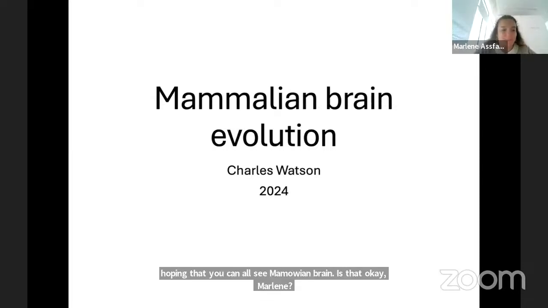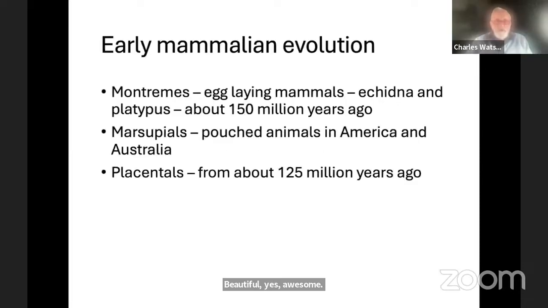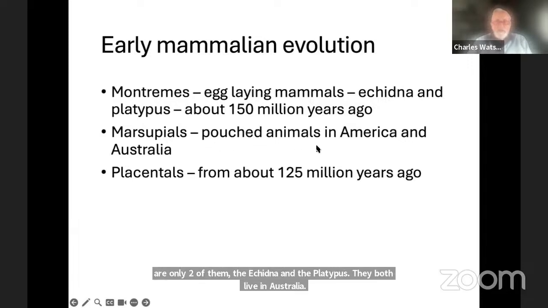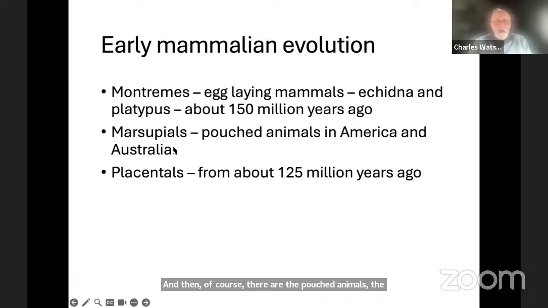Yes, okay, awesome. So just talking about mammals overall, the placental mammals, which are the main ones around the Earth at the moment, have been around for about 125 million years. But there are two other smaller groups that are significant. The egg-laying mammals, which have a lot of reptilian features. There are only two of them, the echidna and the platypus. They both live in Australia. And then, of course, there are the pouched animals, the marsupials in America and Australia. I'm, for various reasons, going to restrict myself to talking about the placentals tonight.